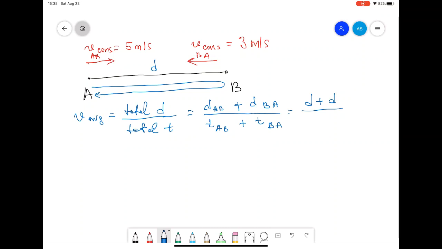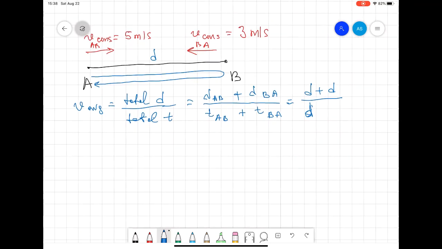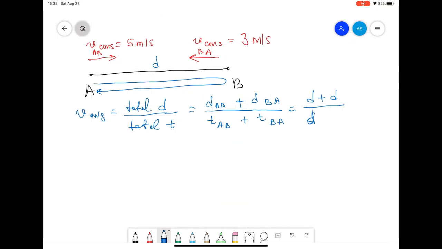So time for AB is equal to the distance. Just one moment. Okay, there's something wrong. Distance from, just one moment. Oh my gosh.